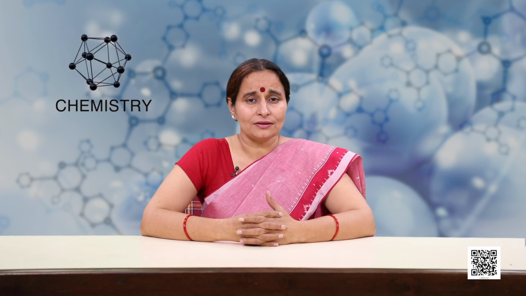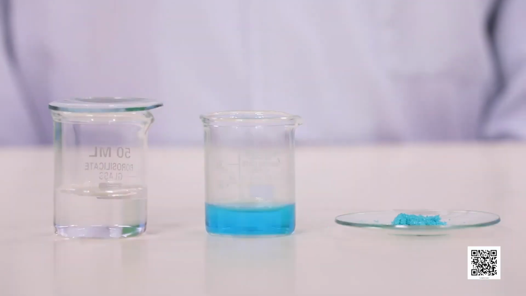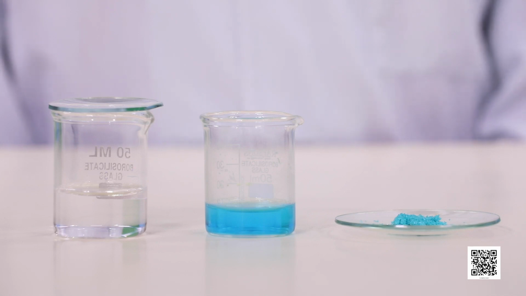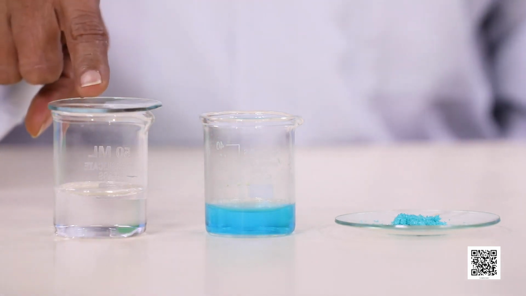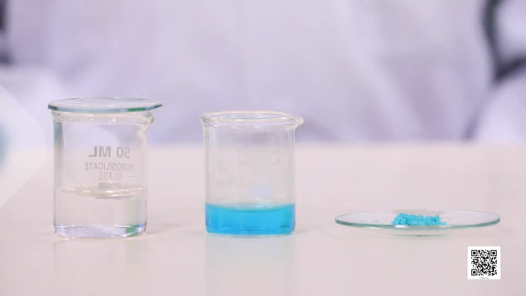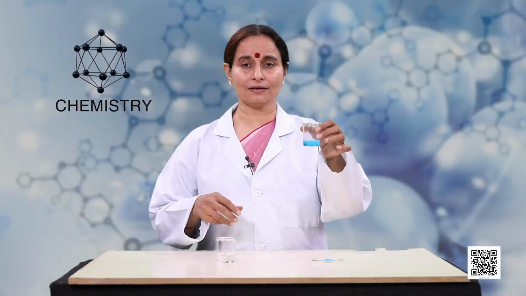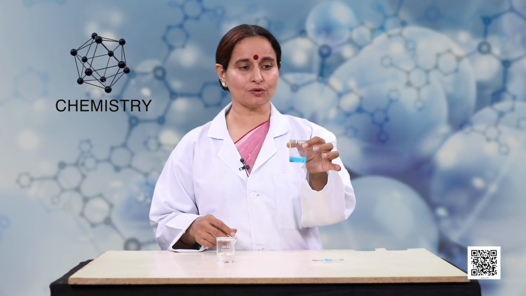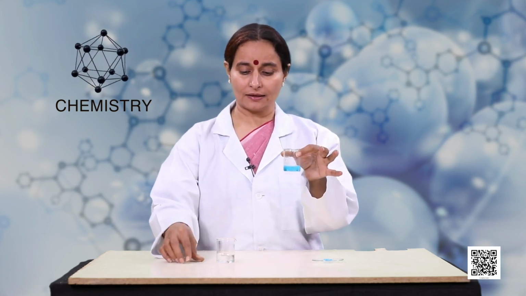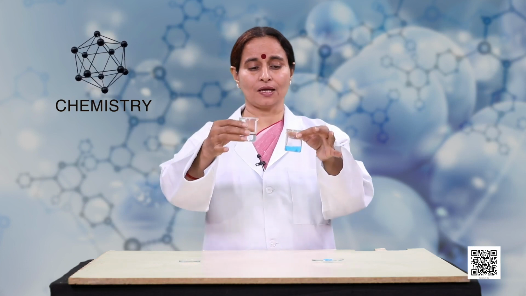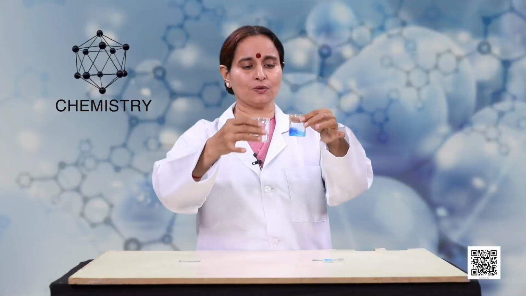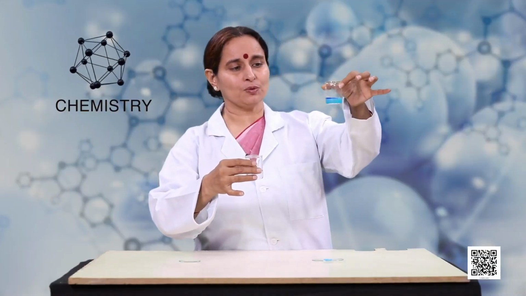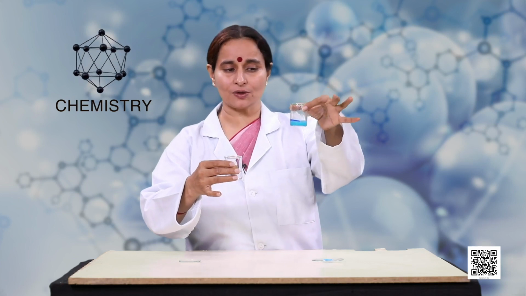Let us perform one interesting activity. For this, we have concentrated ammonia solution and a clear light blue aqueous solution of cupric chloride. When ammonia solution is added to the aqueous solution of cupric chloride, we have this clear light blue aqueous solution of cupric chloride, and this is concentrated ammonia solution. When we add this concentrated ammonia solution to this cupric chloride, light blue precipitates of cupric hydroxide are formed.